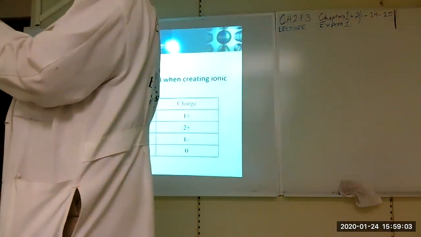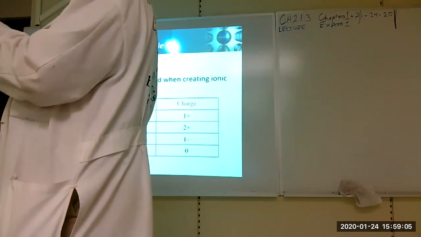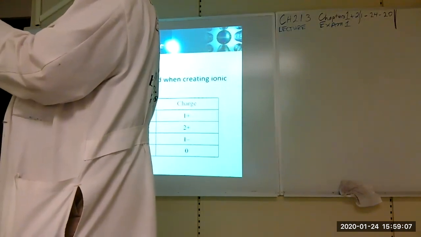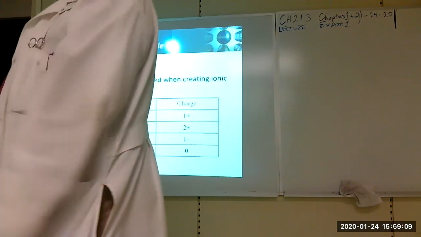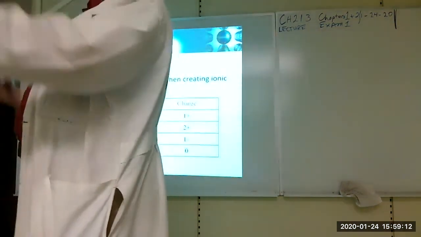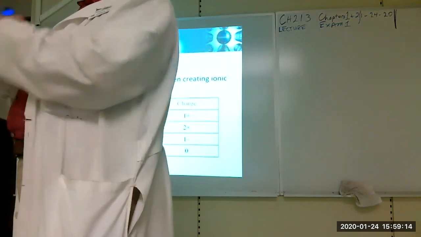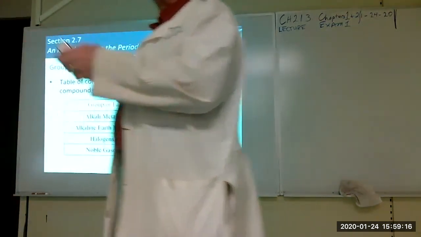So for our purposes, these are all -1. These are -2. These are -3. Carbon can go either way. It's kind of halfway in between. It can go +4, -4, or in between. It depends on what it's combined with.